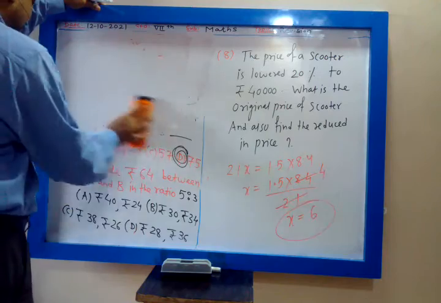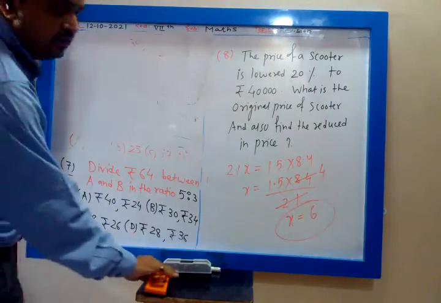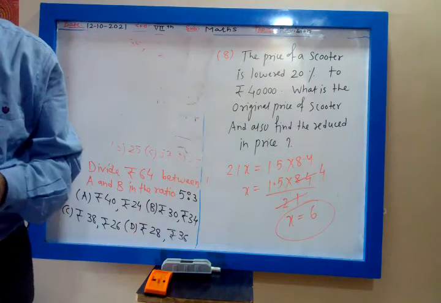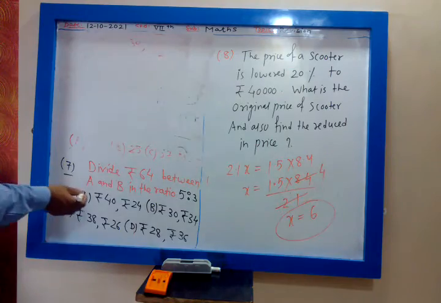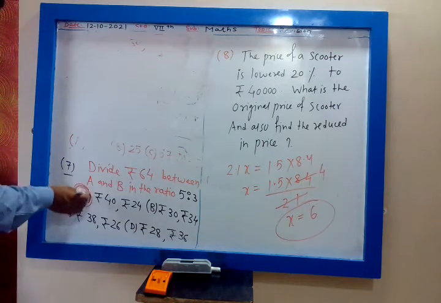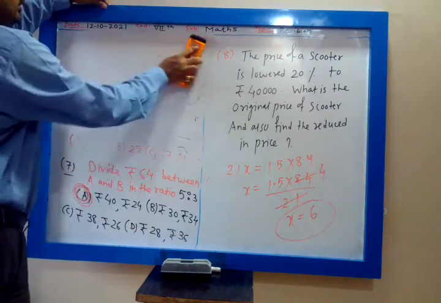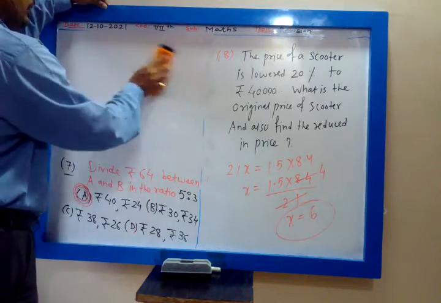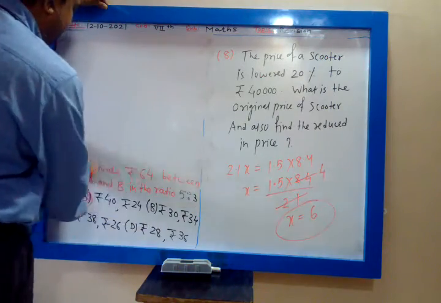So send me the answer of seventh. Seventh answer. A, New Setia A means 40 and 24. Okay. This is the correct answer. Tell how you will find eighth one. The price of a scooter is lowered by 20% and new price is 40,000. Let me explain this part.